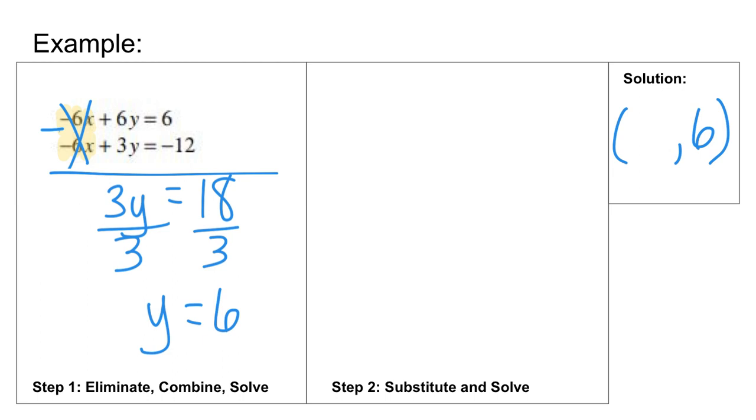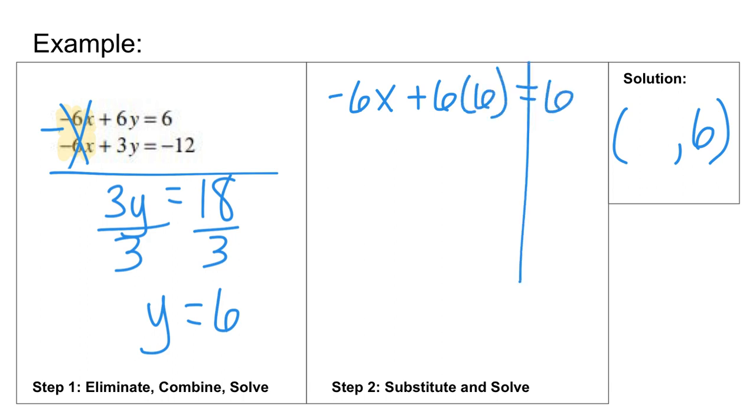So once I get y, I'm going to plug that back in and solve for x. It does not matter which one I sub into. So I'm going to sub into the top one, negative 6x plus 6 times 6 to equal 6. That's a lot of 6's. All right, multiply. So negative 6x, 6 times 6 is 36.